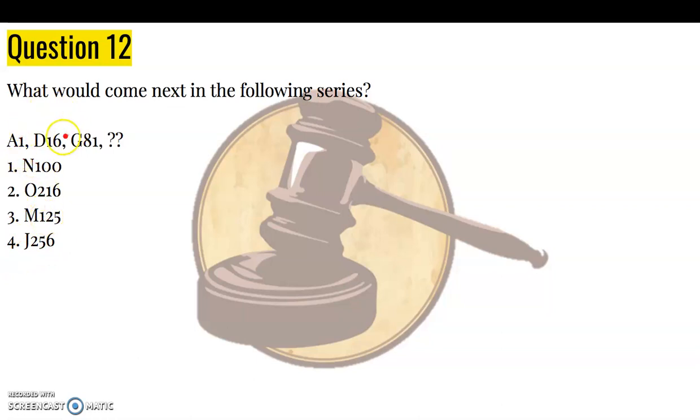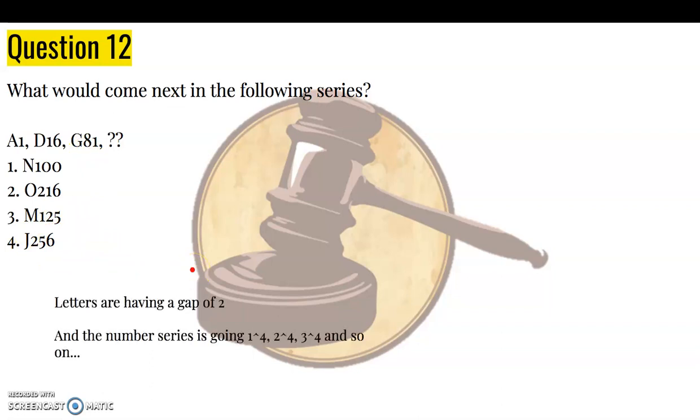What about the numbers? They are following some sequence too. Since we have 256 here, we can see that they are squares of some kind. So 1 is 1 square, 16 is 4 square, 81 is 9 square, and then we are having squares of 1, 4, 9. So squares of the squares, that is raising to the power of 4. So this is 1 raised to 4, then 2 raised to 4, then 3 raised to 4, and 256 is 4 raised to 4. So this is the logic that we were following.